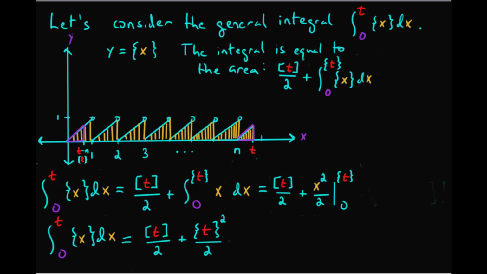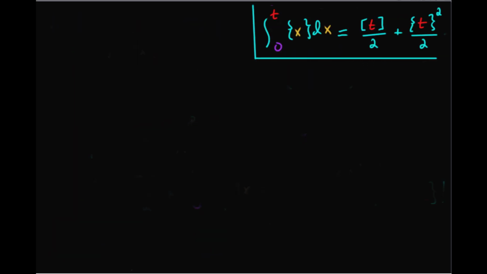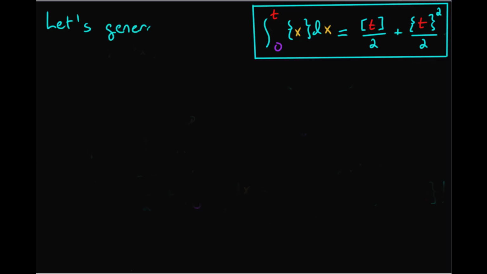So again, we get that the integral from 0 to t of the fractional part of x dx equals the floor of t over 2 plus the fractional part of t squared over 2. So I'll write that formula on the upper right part of the screen there and put a box around it because we'll come back to that result again.